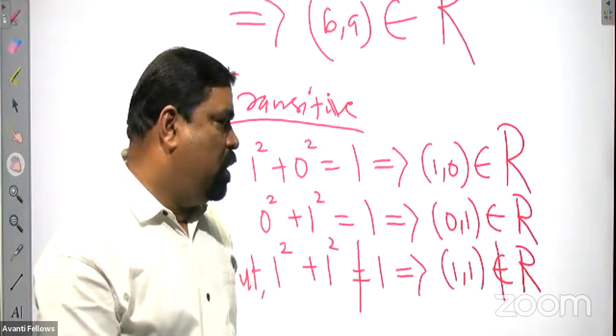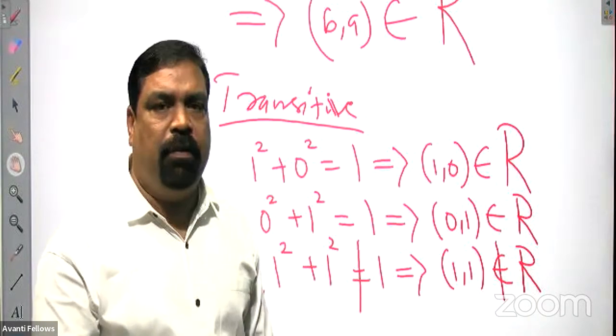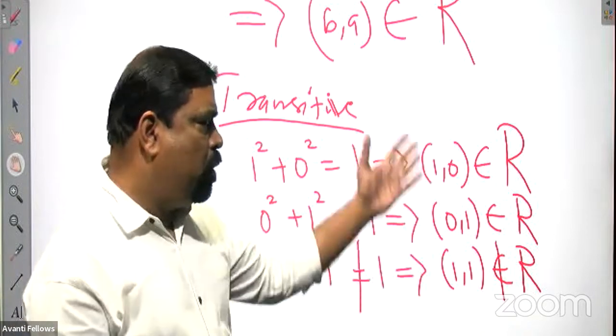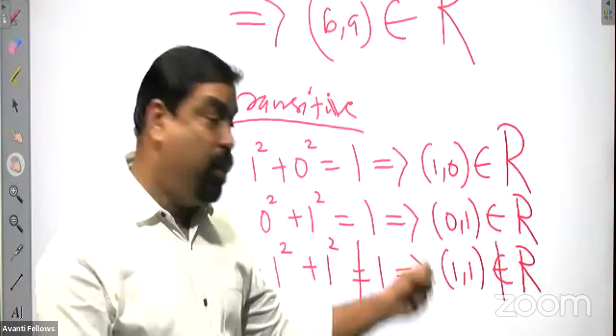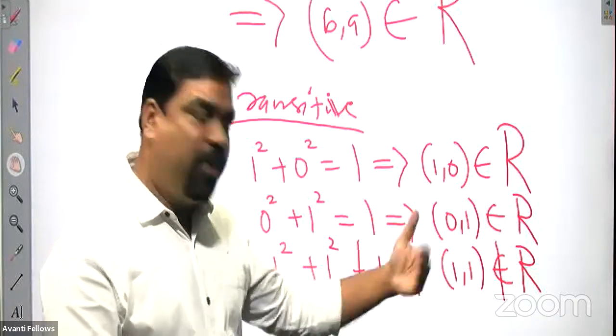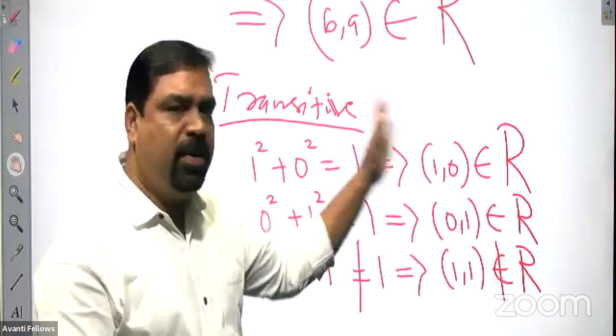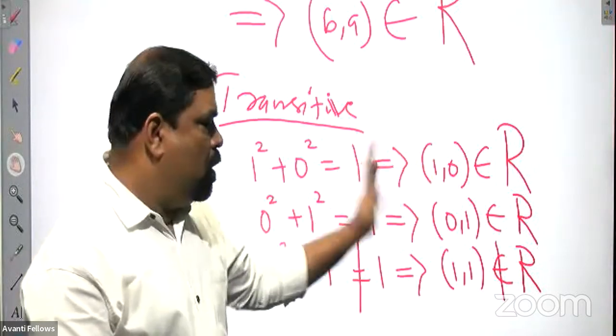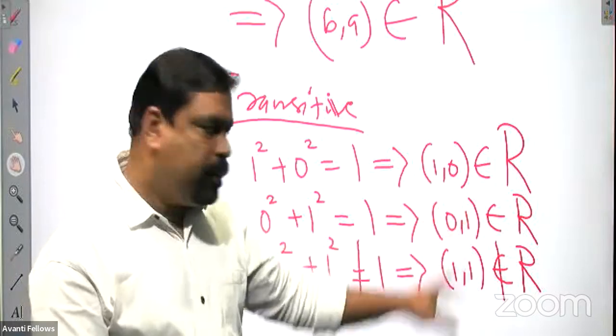So it is not transitive. These are not the only examples. You can find by yourself also. Try to find different values of A, B, C. That is up to you. Find out different values for A, B, C to disprove it.